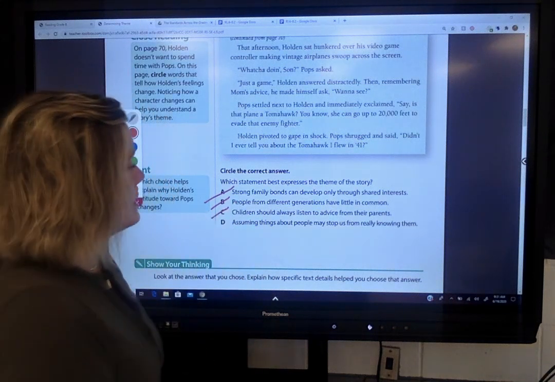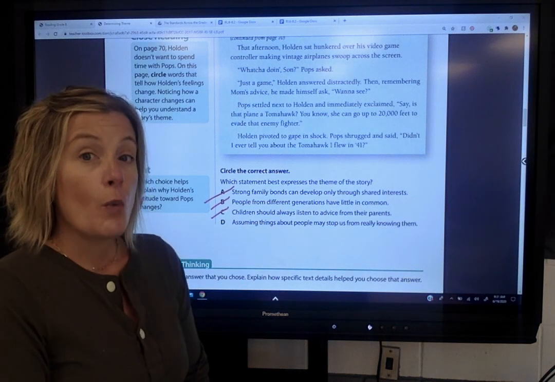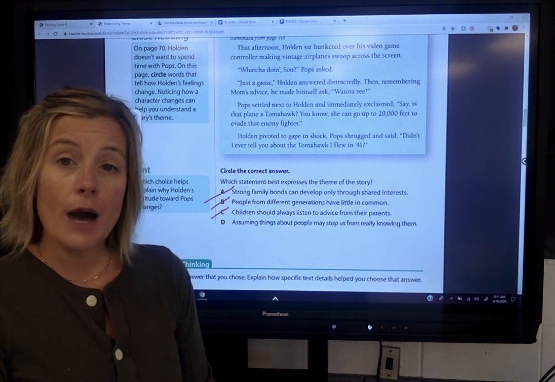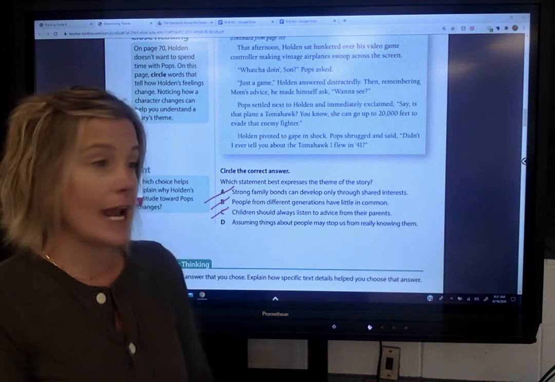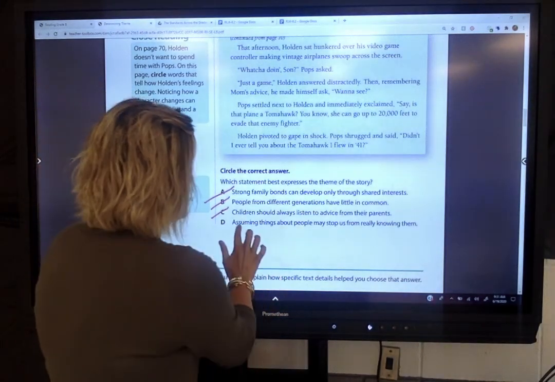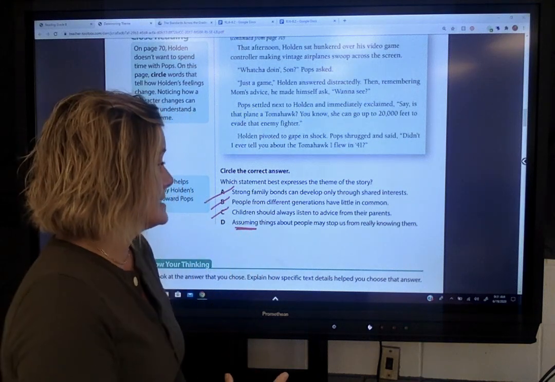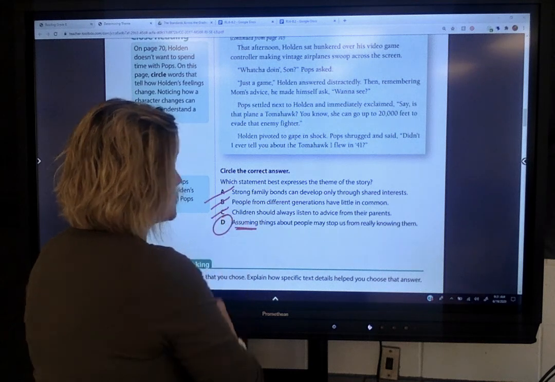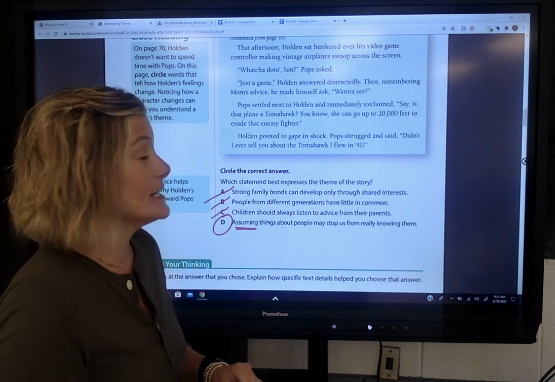D, assuming things about people may stop us from really knowing them. We know that at the beginning of the story, Holden thought that Pops was scared of big, scary technology. He states that outright. He was making an assumption there. He was just assuming that Pops wouldn't like it. So he didn't really know him. So this is our theme of the story, and it emerges through the story with the characters and the details.